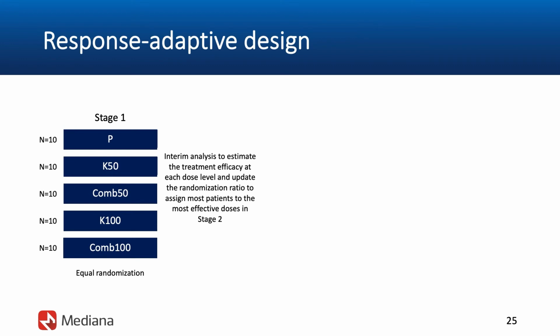As we said at that time, this would be a multi-stage trial. And at the very first stage, which is labeled stage 1, an equal randomization approach would be used. And therefore, we assume, for the sake of example, that the sample size in the first stage is 50 patients, then exactly 10 patients will be allocated to receive placebo, and then subsequently individual doses of the control treatment, ketamine, as well as the combination treatments that are labeled here as combination 50 and combination 100.